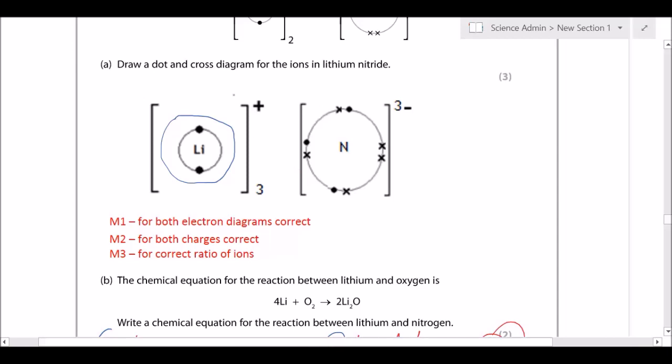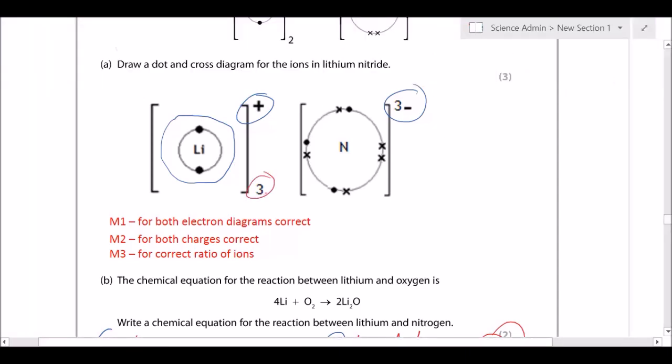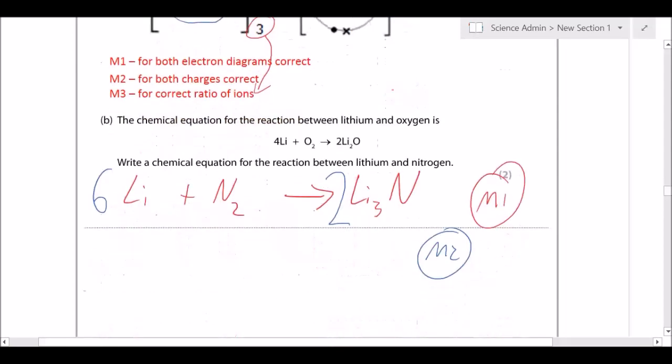Mark 2, both charges are correct, so you needed a plus and a 3 minus. And the ratios, so this is mark 3. Okay, the ratio is 3 lithium. You could have also put a 3 here, that would also be fine. I wouldn't be bothered. But yeah, as long as you've said there's 3 lithium to 1 nitrogen.